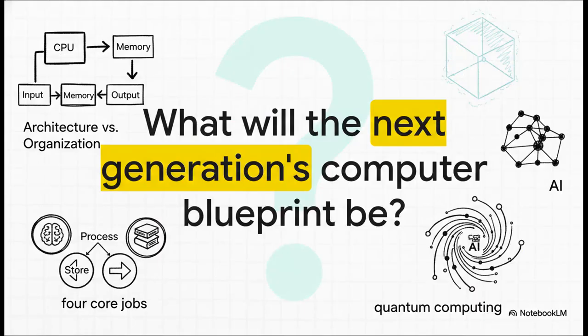So from millions of parts, we've boiled it all down to just 2 big ideas: architecture versus organization, and structure versus function. And those ideas helped us see that a computer has 4 core jobs, which are handled by 4 core components. This beautifully simple model is the blueprint for basically every computer ever made. It really makes you wonder, though, as technology keeps rocketing forward with things like quantum computing and AI, what will the blueprint for the next generation of computers even look like?